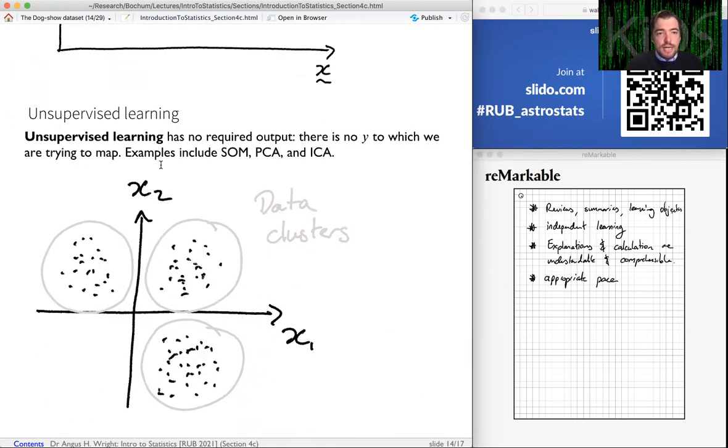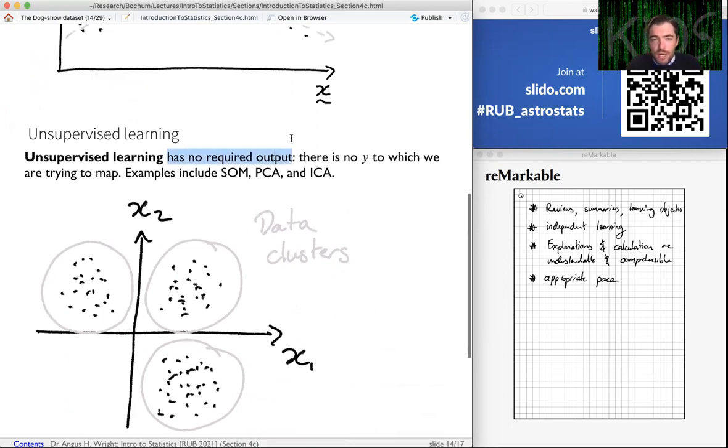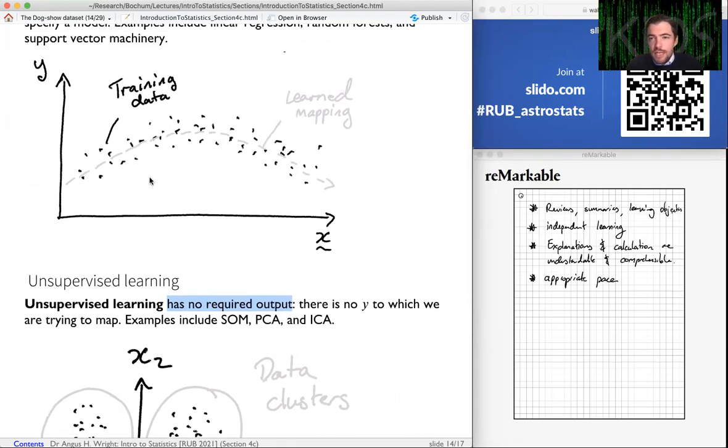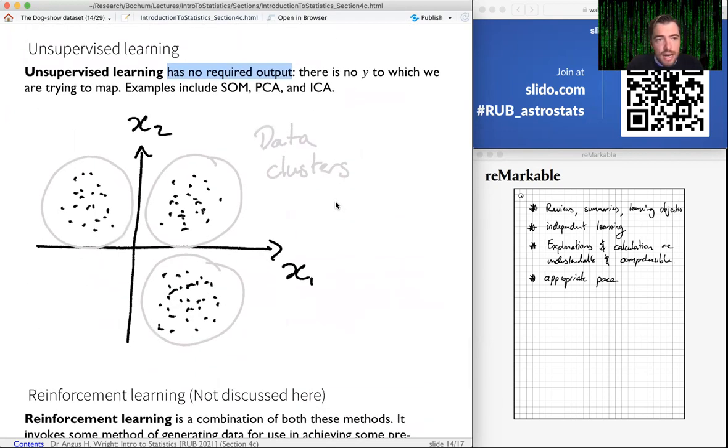Unsupervised learning is a similar process, except there is no required output. So in your supervised learning, the goal of the machine is to produce the best possible mapping between some variables and some other scalar variable. In the unsupervised machine learning, there is no Y. There is nothing to map to. And so what the machine does is essentially try and explore the data set that it is presented with in as detailed a manner as possible.